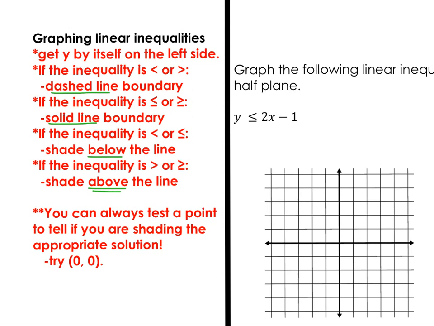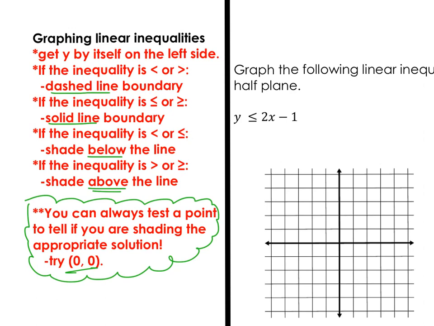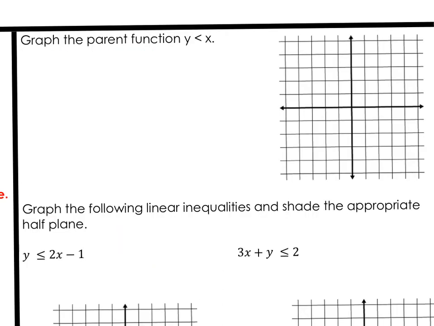Now, sometimes this gets tricky. So here's a little tip to always be able to tell where the direction is or where the shading should go. If you test a point like (0, 0), and your answer is true for the inequality, that's the side of the line where you shade, where that point would be. If your answer is false, then you'd shade on the other side of the line. It's easy to use (0, 0) unless that's actually on the line itself. All right, make sure to get all that written down, and then let's look at some examples on the right.